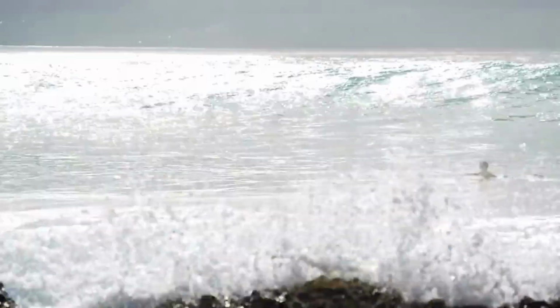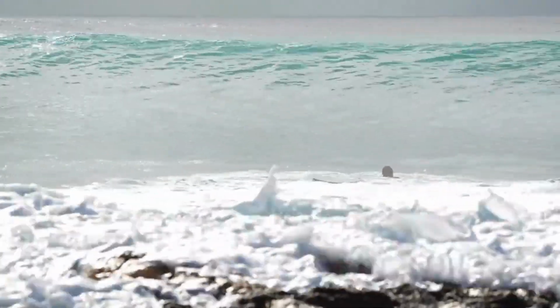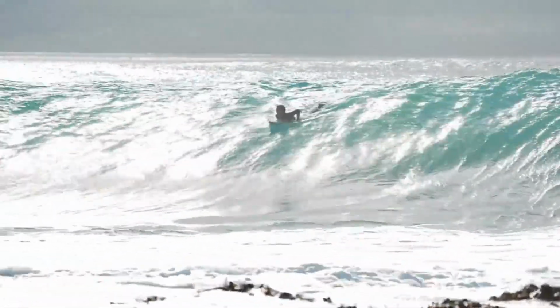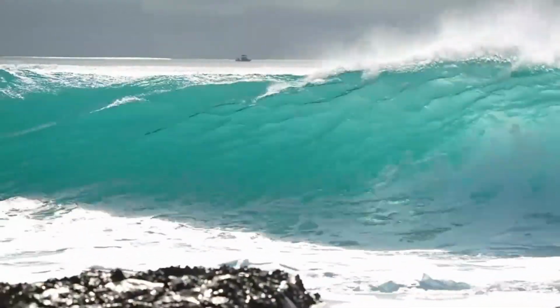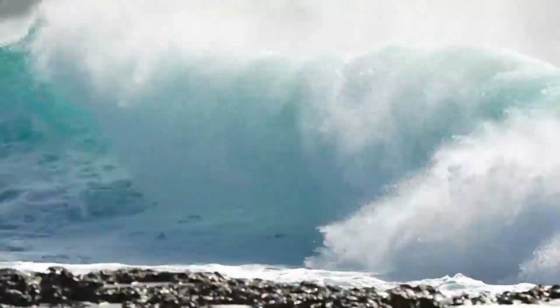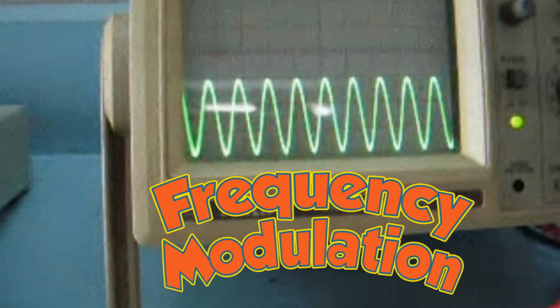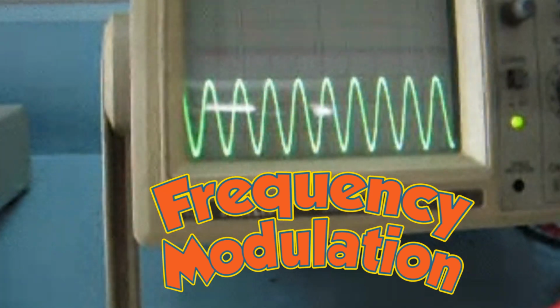AM may not be the most efficient, and it is certainly prone to noise, especially under poor atmospheric conditions. But its simplicity and far-reaching capabilities made it the go-to choice for early broadcasting. Next on the list is frequency modulation, or FM, a big leap in radio modulation techniques.